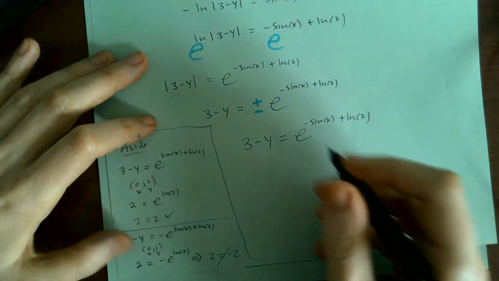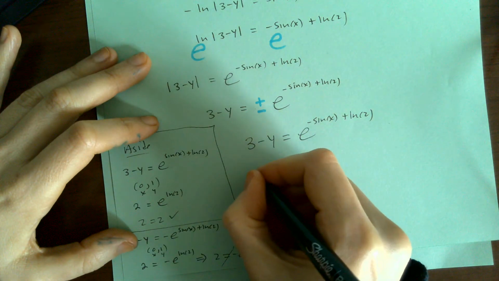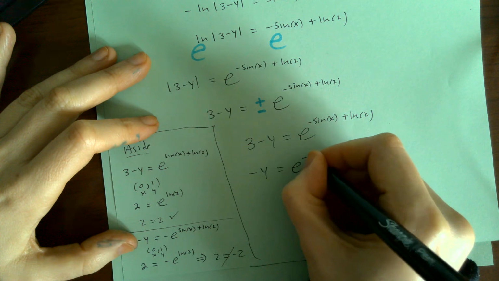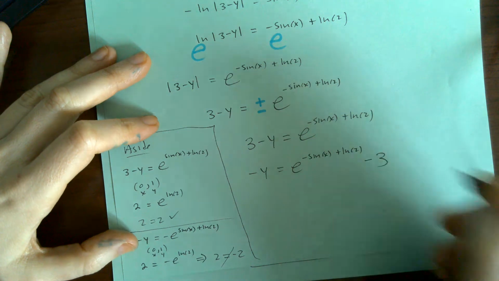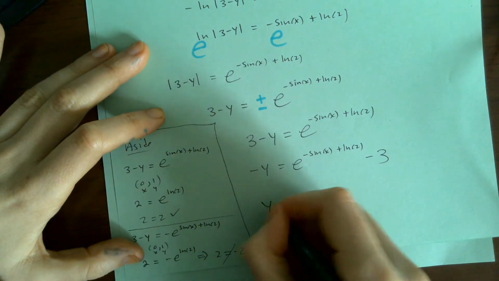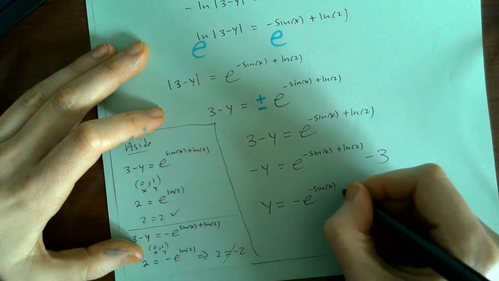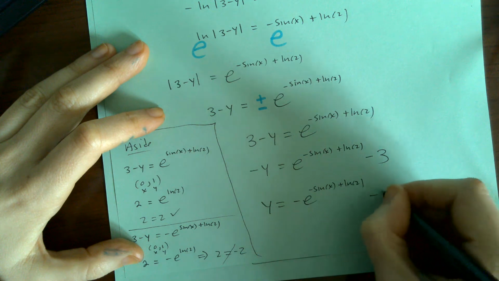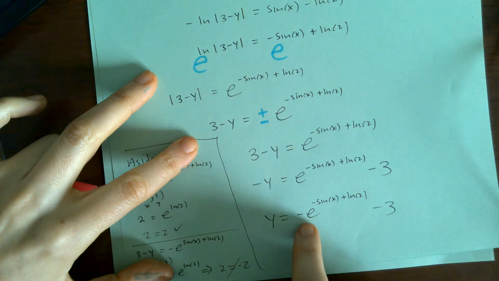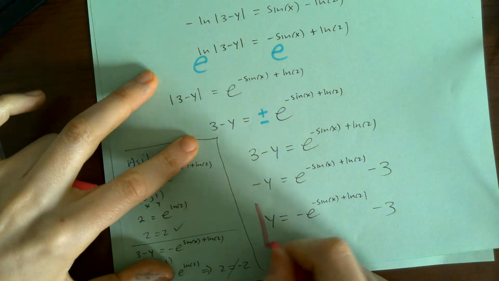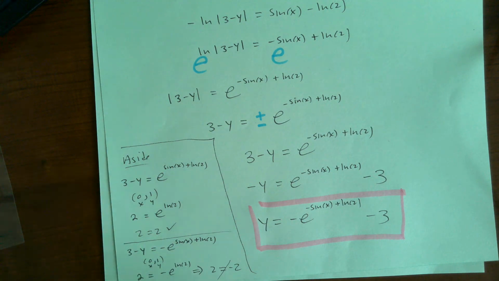And then I'm going to subtract 3: e to the negative sine of x plus natural log of 2 minus 3, and then divide both sides by negative 1. So y is negative e to the negative sine of x plus natural log of 2 minus 3. And guys, their solution is actually going to be -2 out front, but it's completely equivalent to ours. Okay, there it is.